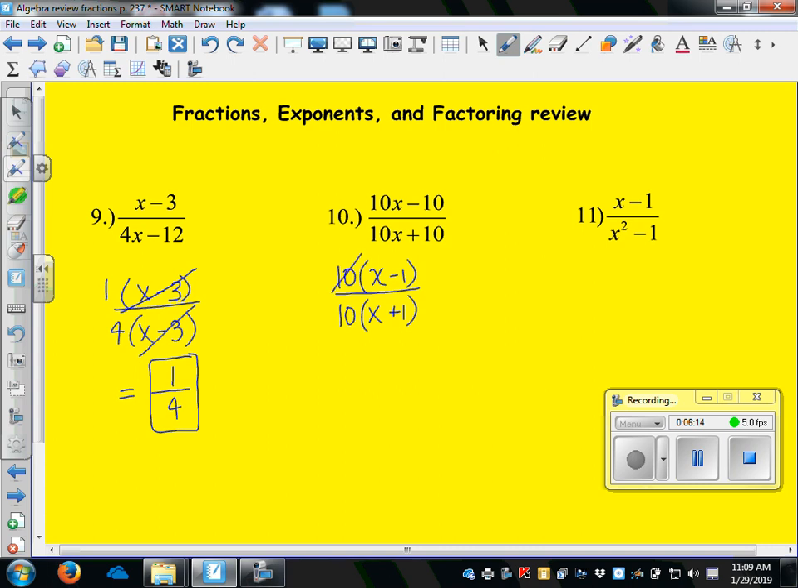Notice the 10s are identical, so they will cancel. You cannot cancel x minus 1 and x plus 1. They have to be identical to make any canceling happen. So that is your final answer.